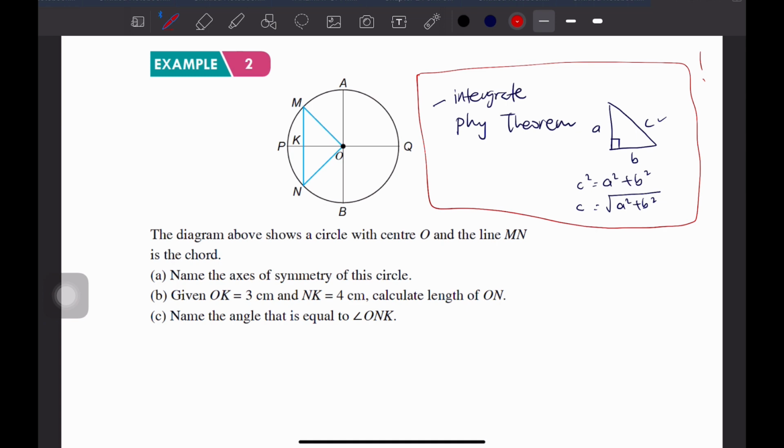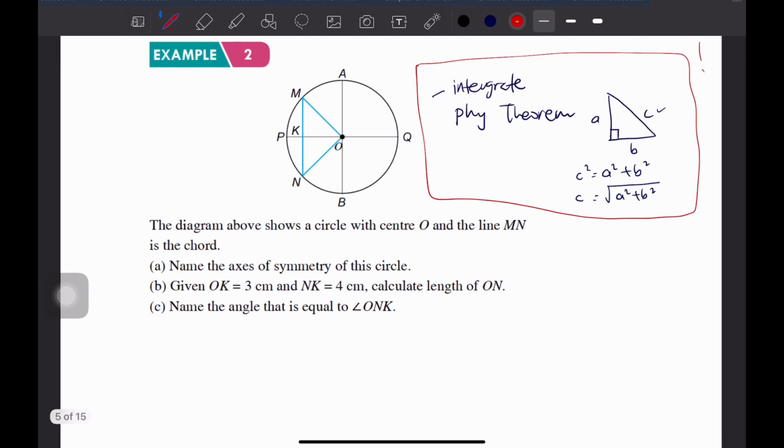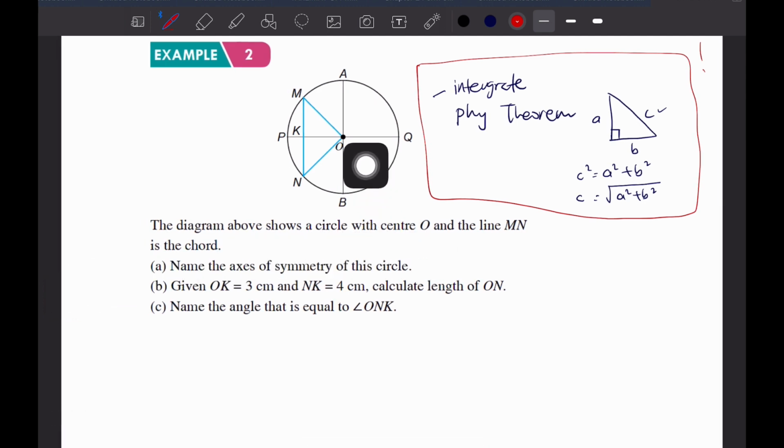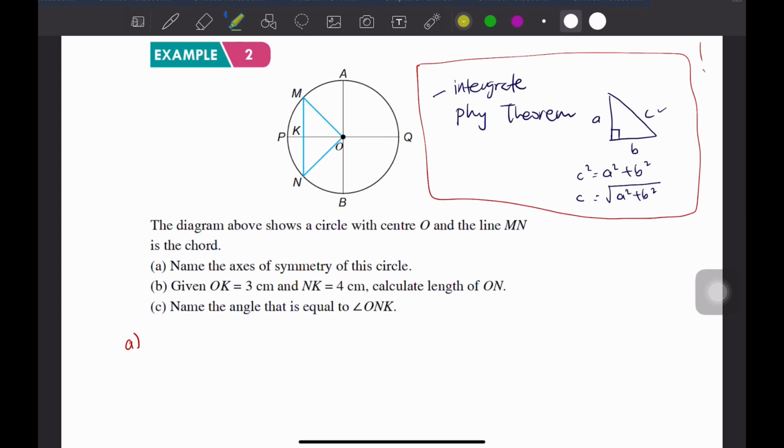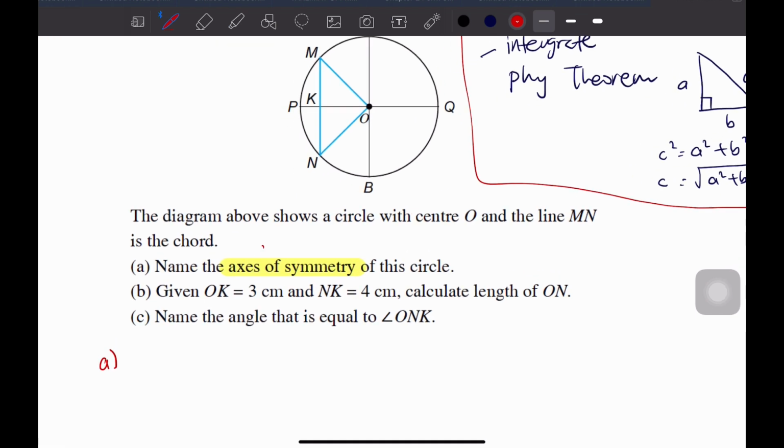So let's look at the second example. What is the question? The diagram above shows a circle with center O, and the line MN, which is a chord. Name the axis of symmetry of the circle. We know that the axis of symmetry is actually a diameter, the diameter of the circle, betul?